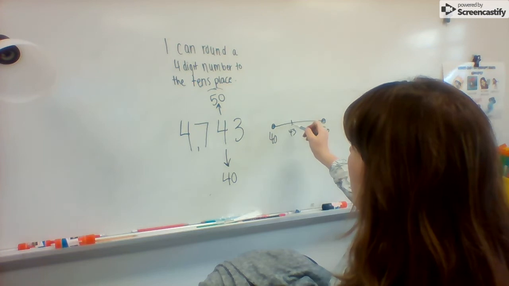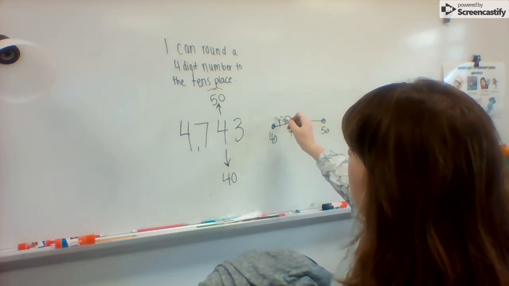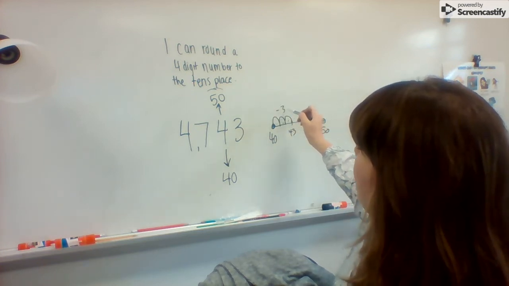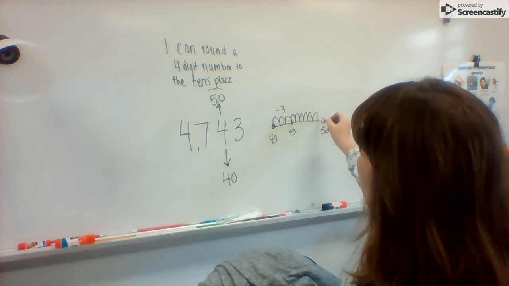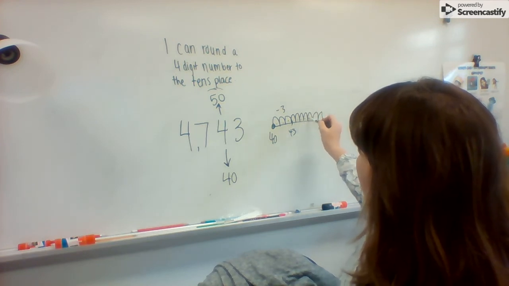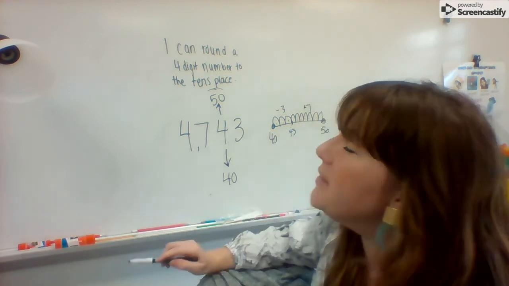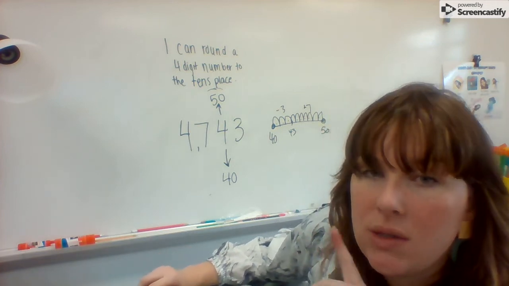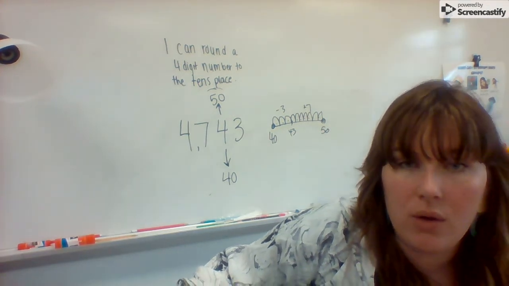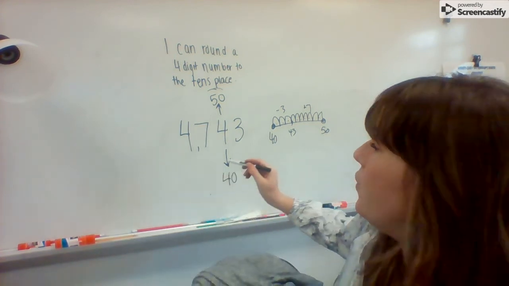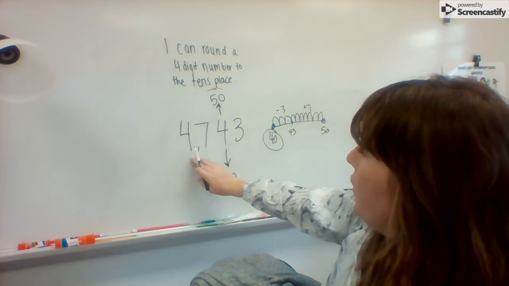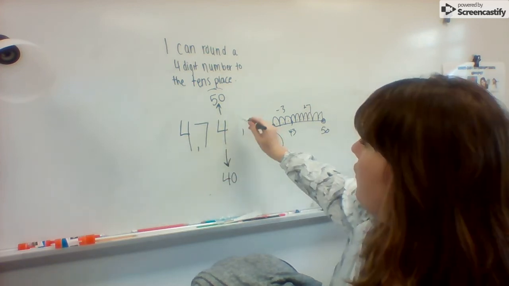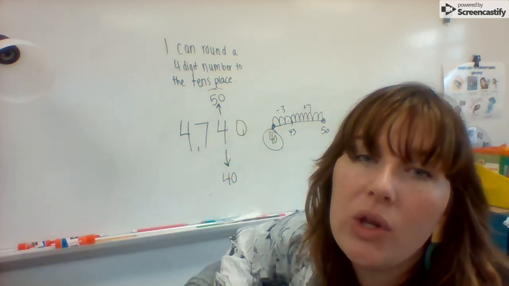So I have a 43. To get back to 40, I would go 43, 42, 41, 40. That's back by 3. To go up to 50, 43, 44, 45, 46, 47, 48, 49, 50. 1, 2, 3, 4, 5, 6, 7. Goes up by 7. So you have to think, was it easier or closer to go to the 40 or go to the 50? It was easier to go to the 40. So this would round to 4,740. That would be what your number rounds to.